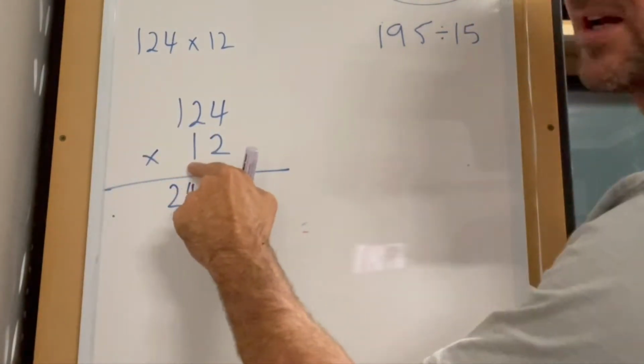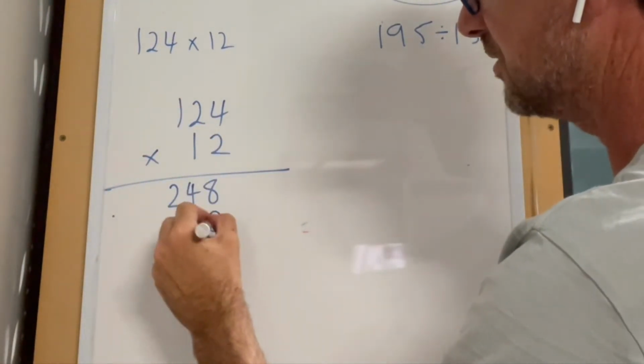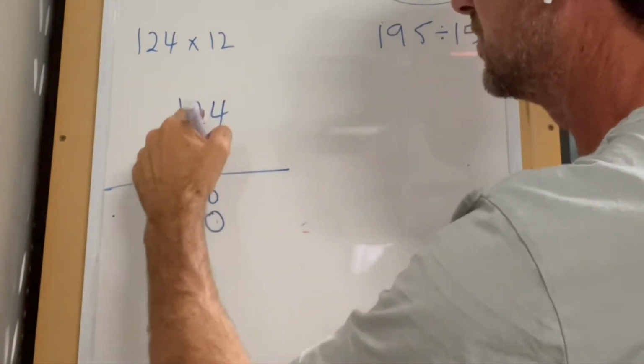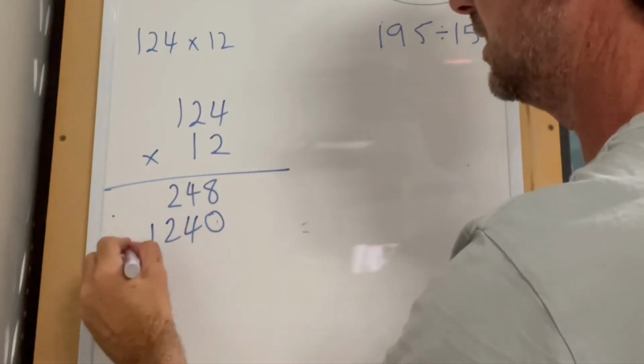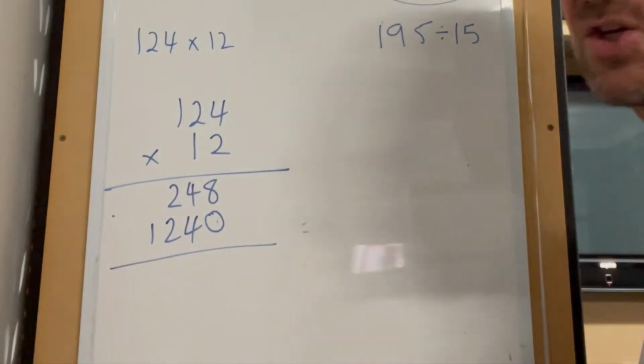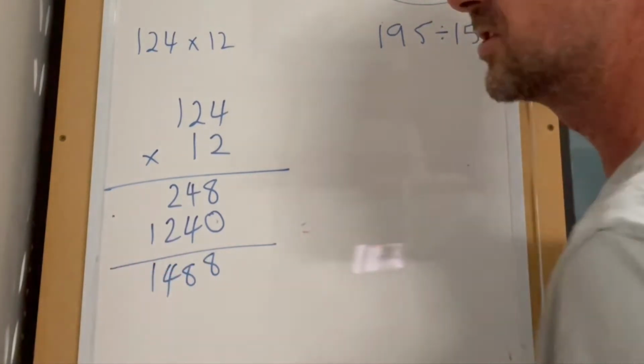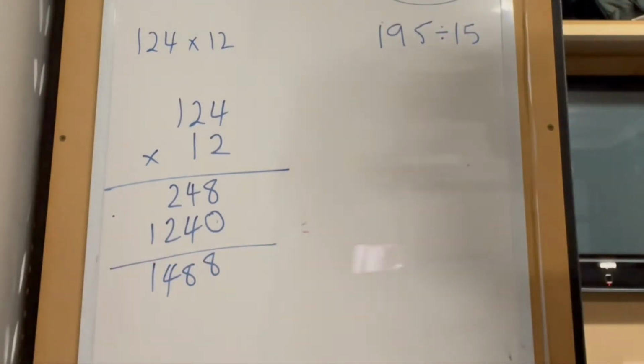And then I'm multiplying by 10 here, so I'll put a 0 down here because I know it's going to end in a 0. 1 times 4, 1 times 2, 1 times 1, okay, and then I'll just do some basic addition here, 8, 4, and 1, nice and straightforward there. Make sure you line everything up.